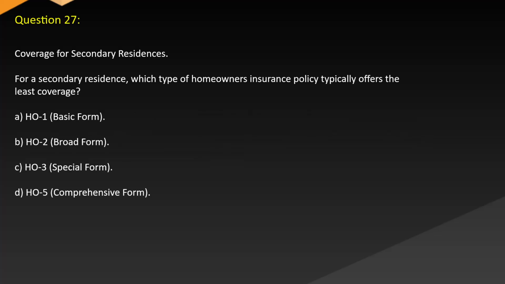Question 27. Coverage for secondary residences. For a secondary residence, which type of homeowners insurance policy typically offers the least coverage? A. HO1 basic form. B. HO2 broad form. C. HO3 special form. D. HO5 comprehensive form.